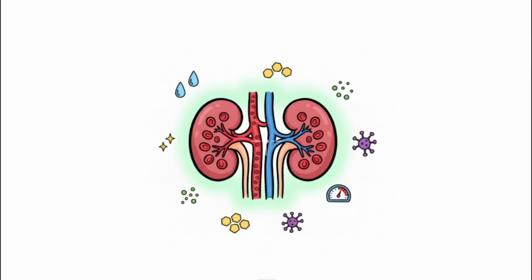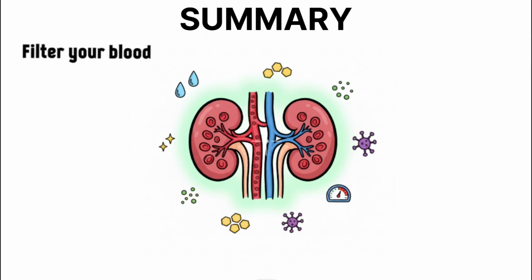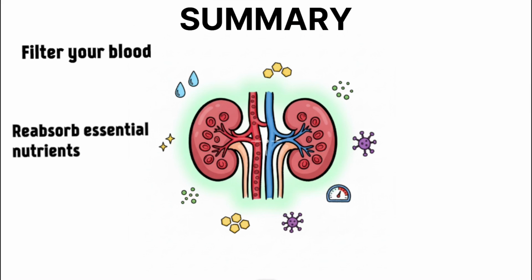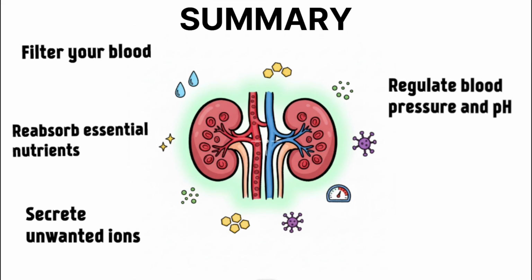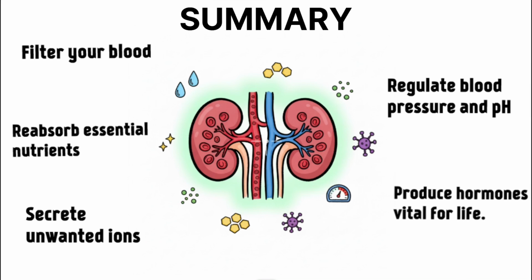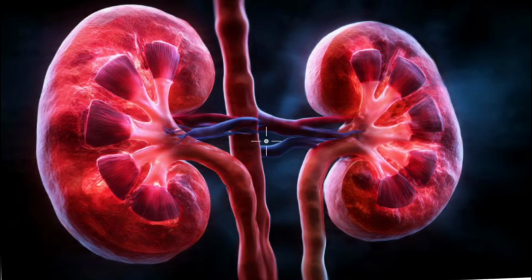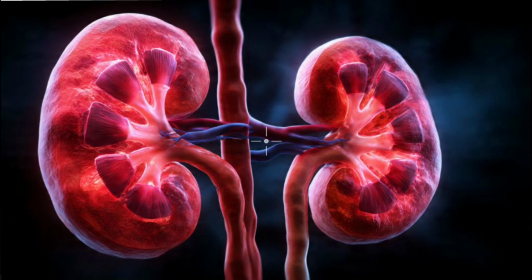Let's summarize what we've learned. Your kidneys filter your blood, reabsorb essential nutrients, secrete unwanted ions, regulate blood pressure and pH, and produce hormones vital for life. Each drop of blood passes through your kidneys hundreds of times a day. Proof that these small organs play a massive role in maintaining balance and keeping you alive.